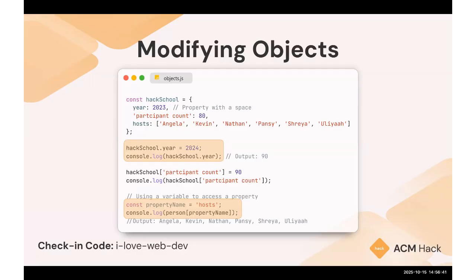And there you'll see that we can access these properties both using dot notation, like we mentioned earlier, with hackSchool.year, or using bracket notation. Down below, person, and in this case propertyName is hosts. You can see that we can change these values. For example, with hackSchool.year, we're changing it to reflect the current year. First we access the property with hackSchool.year, and then we change it to a different value of 2024. Similarly, we can do the same for any other value. So you'll see here an example of dot notation and an example of bracket notation.